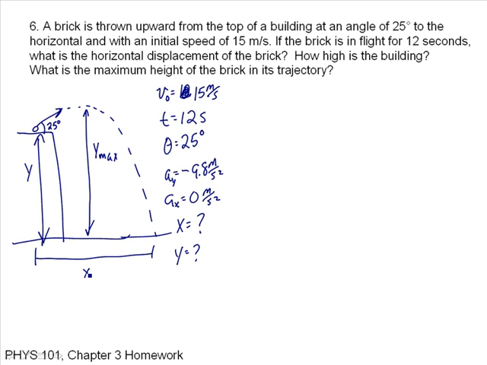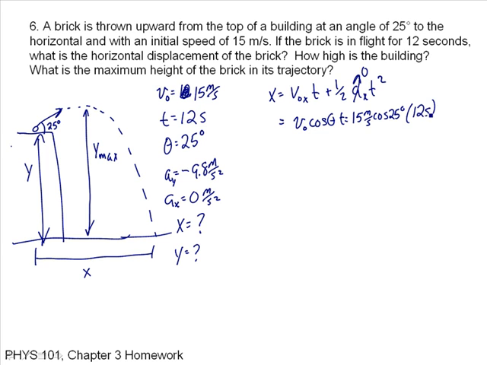First thing, and the easiest thing to find, is x. x is equal to v naught x t plus 1/2 a x t squared. That's one of your basic kinematics equations. However, the acceleration in the x direction is 0 because there are no forces acting on it in that direction, and so it's just v naught x times t, but that's equal to v naught cosine theta times t. So that is 15 times the cosine of 25 times our time, which is 12 seconds. Problems are usually a little easier if you already have the time. This works out to be 160 meters. That's our x range.